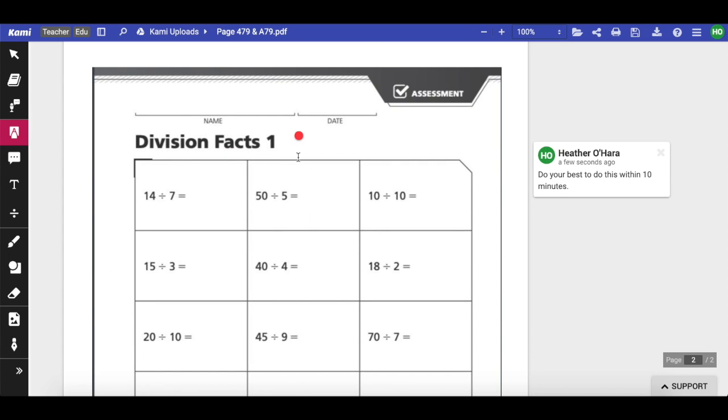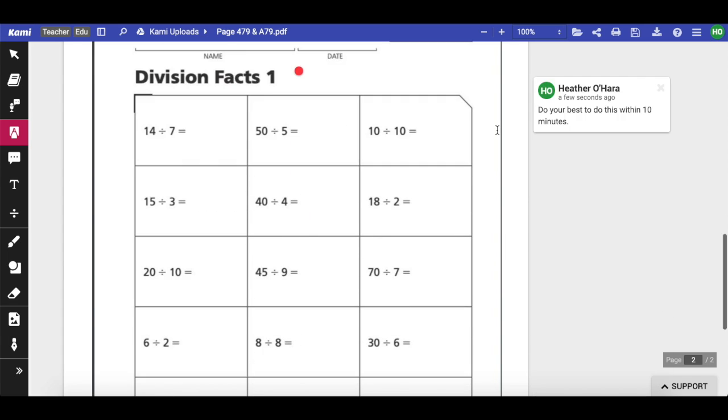And then after that, you're going to do division facts 1. I would like you to finish this within 10 minutes. And this is why it's so important for you to be practicing your flashcards, because these are problems that you need to be able to answer very quickly.